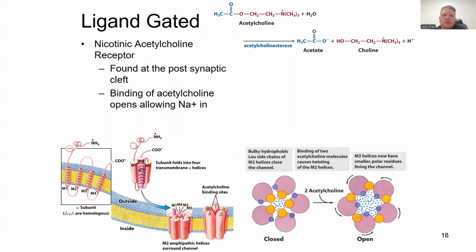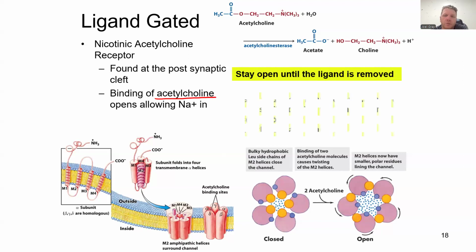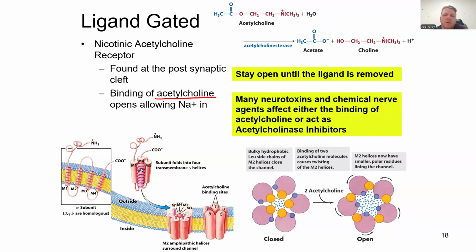So for ligand gated proteins, the model that I like to look at is the one at the bottom, the nicotinic acetylcholine receptor. These are found at the postsynaptic cleft. And what they do is they bind acetylcholine and they open up, allowing sodium ions to go in. They stay open until that acetylcholine is removed. Now, many neurotoxins and chemical nerve agents affect either the binding of acetylcholine or act as acetylcholinesterase inhibitors.